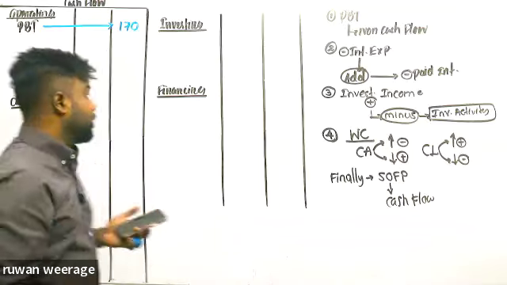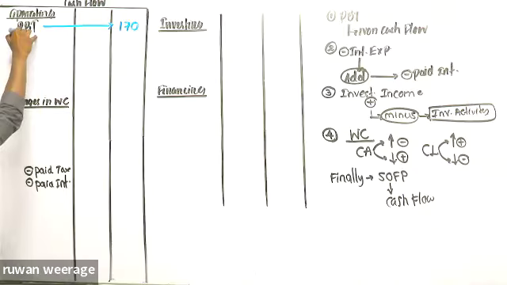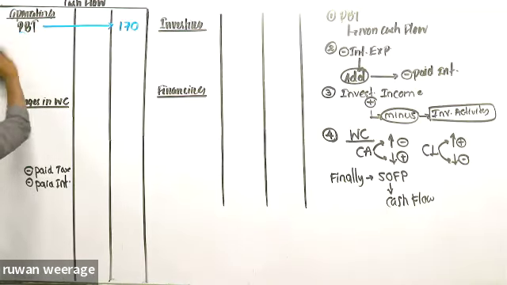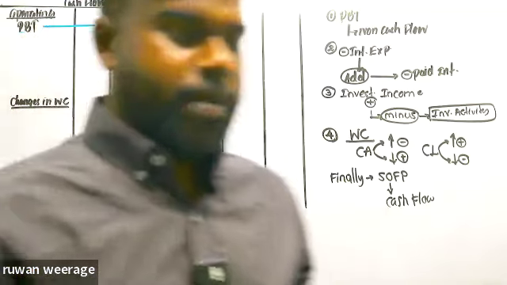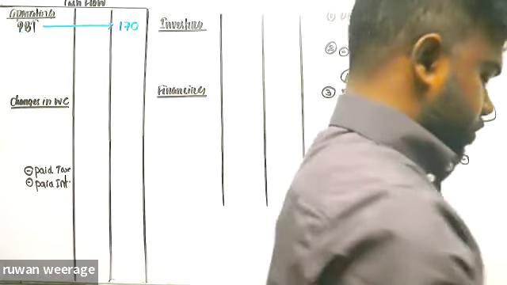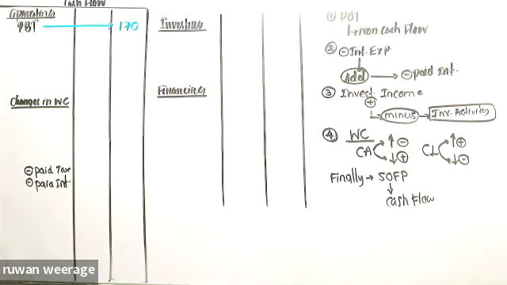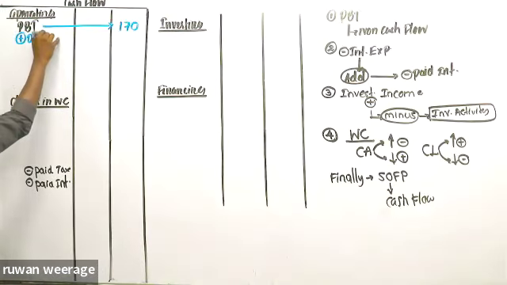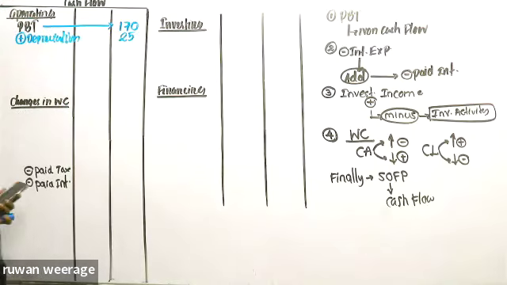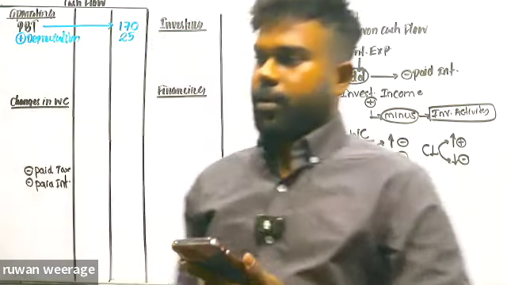To reverse it, what do we have to do again? Add back. Add back the depreciation, $25,000. Okay, the 25,000.